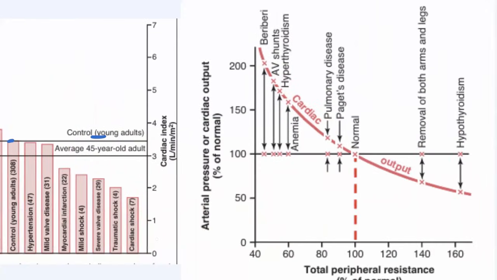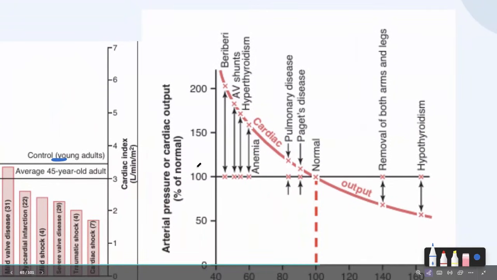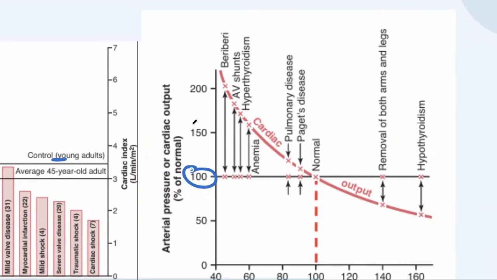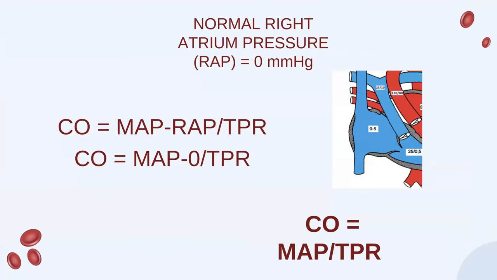This is the same exact thing, different format. So 100% cardiac output. Above it is increased, so you have beriberi, AV shunt, hyperthyroidism, anemia, pulmonary disease, Paget's. This is the normal. Below normal, you have less cardiac output: removal of both arms and legs, and hypothyroidism. Now I want to talk about pressures so that we can move on to our lovely venous curves.